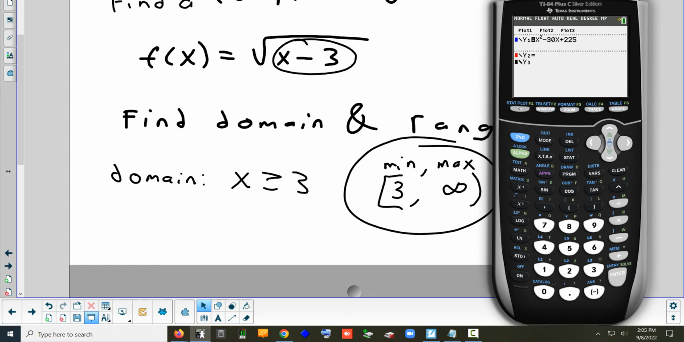Okay, so let's put that in and see if we can figure out the range. So we're going to turn it on. Go to y equals. If you have anything that's in there, we can clear it out. And to do a square root, you press second, and then it's the 5th button down on the left. Second, and that gives you a square root. And we want to type in x minus 3.